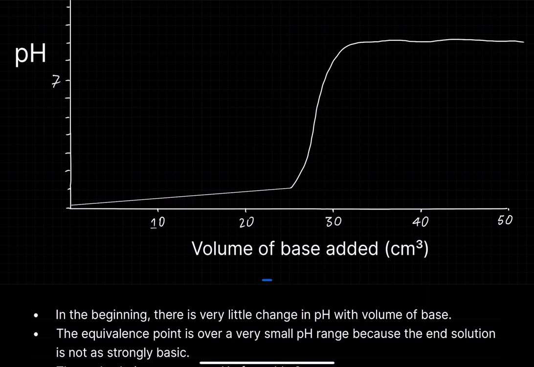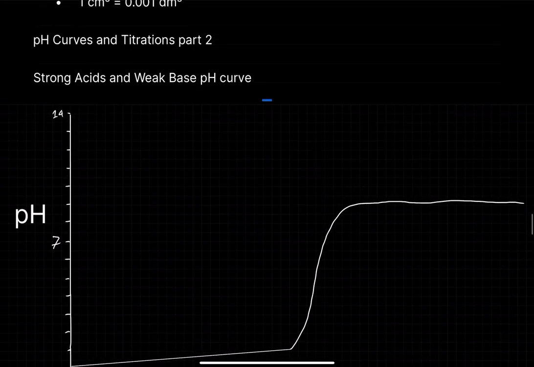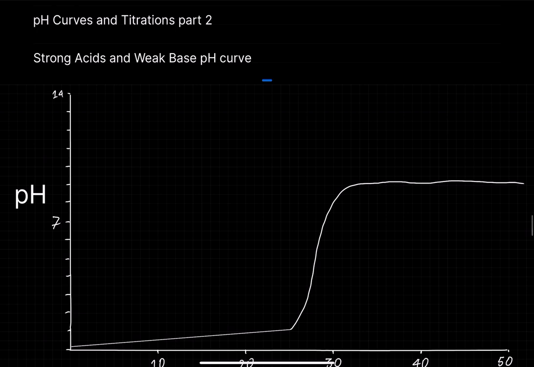We want to use an indicator that falls within the range of our equivalence point. And we're not going to use phenolphthalein because that doesn't make any sense, because phenolphthalein is used for a high pH of roughly 8 to 10. So the one we're going to use is methyl orange, because it changes color within that pH range. So methyl orange would be the best indicator to use here.